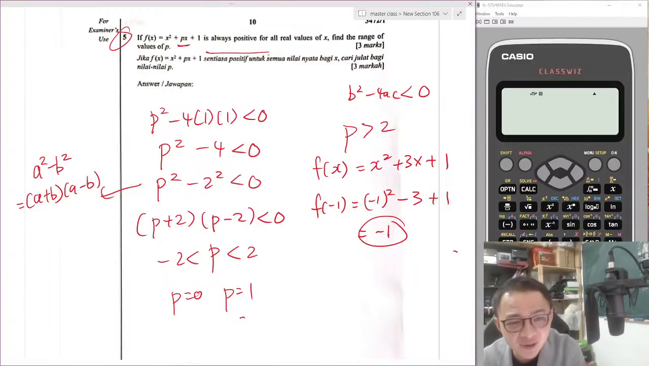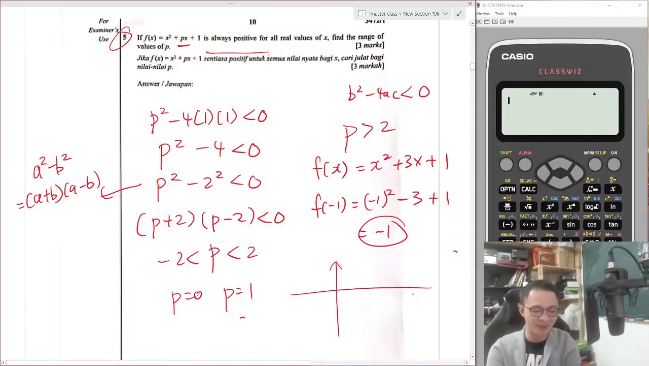Then is it negative for all values? No. If negative for all values, it also means the curve must be below the x-axis, and it's still b squared minus 4ac less than 0.